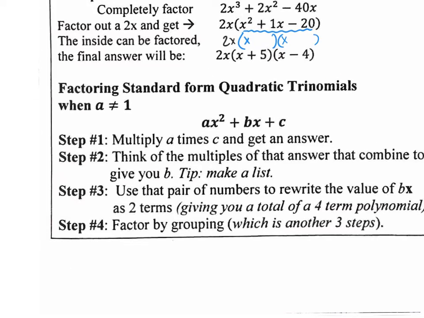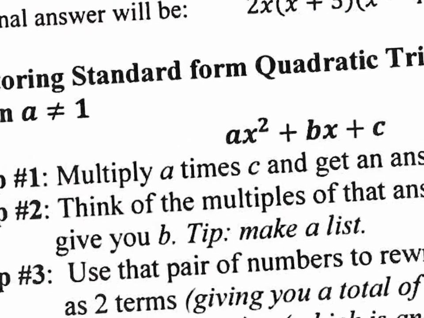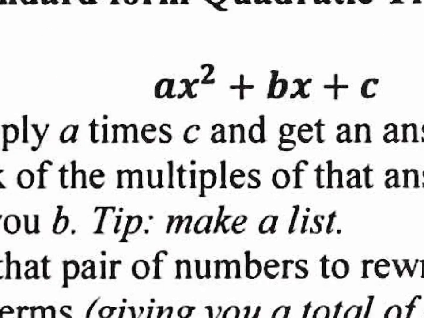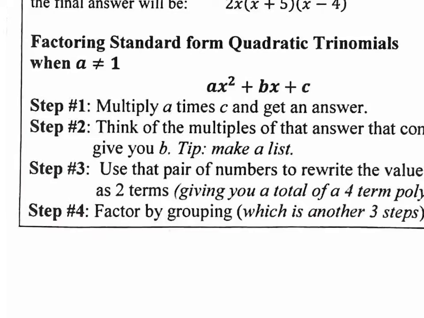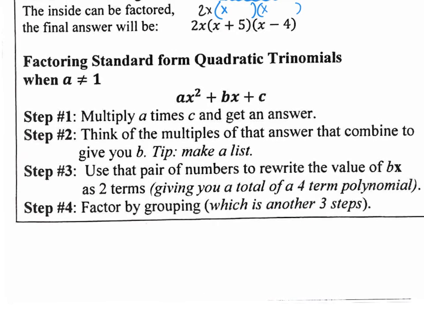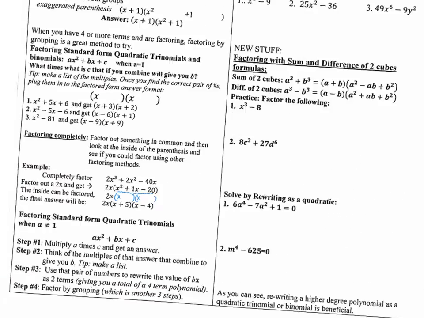Now, the hard stuff, or the really fun stuff from chapter 4 was factoring a standard form quadratic trinomial, ax squared plus bx plus c, when that a value was not 1. If you have a 2 out there, a 4 out there, a 6 out there, that's where it gets interesting, right? That's where you have to use all these steps. And step 1 is to multiply a times c. Whatever number this is and whatever the number that is, you multiply them together, you get an answer. Step 2 is to think of the multiples of that answer that you got. You make a list. Step 3 is to use that pair of numbers to rewrite your middle term as those 2 other terms from step 2. That way you could get a polynomial with 4 terms instead of 3 terms. That way you could factor it by grouping. A lot of people did not like this method. So we did come up with a shortcut.